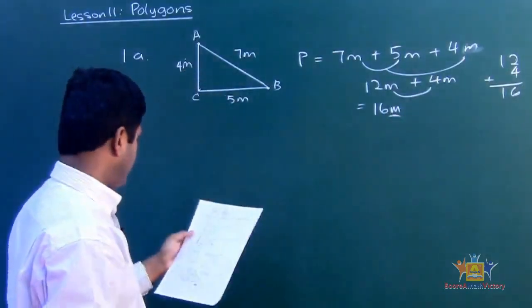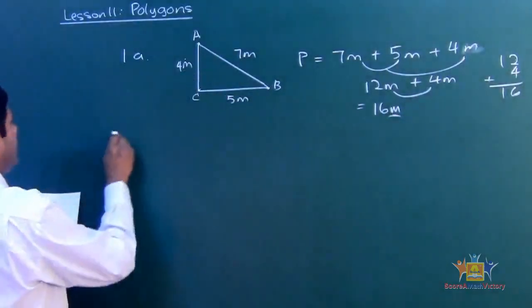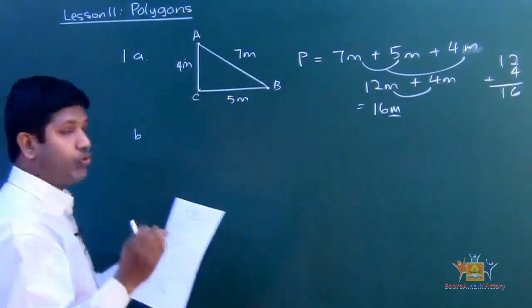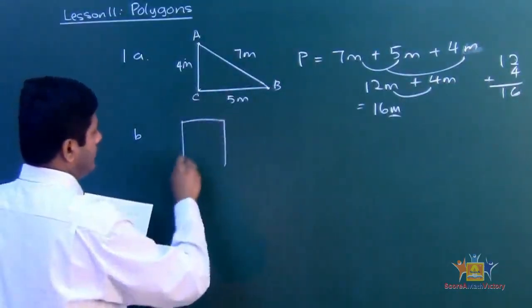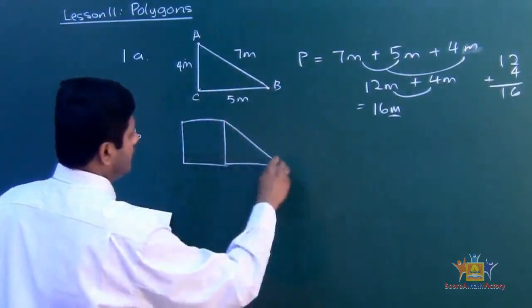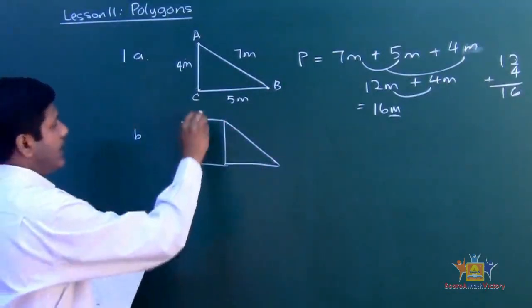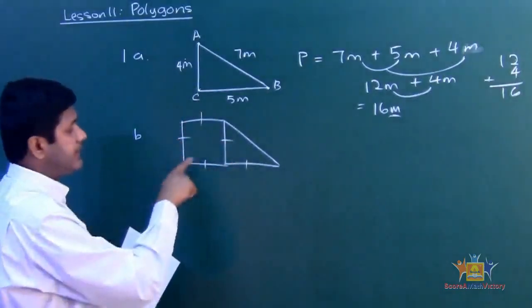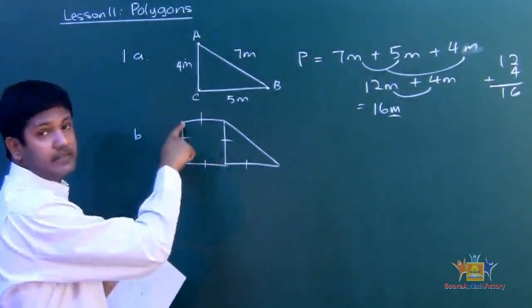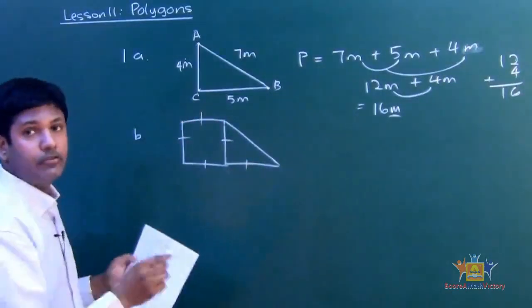Okay, good. Now let's go to B. Now B is a combination of a square and a triangle, okay? So we got a square and a triangle. And look at this. There's a lot of lines here. What does that line stand for? That tells us all this length is the same as this length, same as this length, same as this length, same as this length, okay? That's what that means, alright?